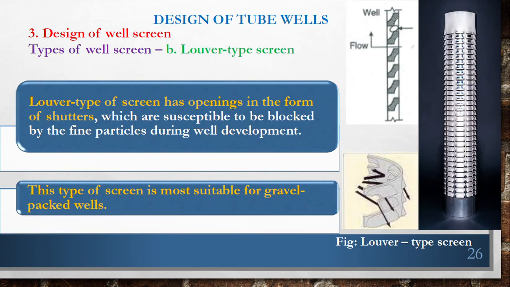The second type is the louver type screen. It is just like the shape of a shutter. Here we can see a shutter shape, and this type of screen is most suitable for gravel packed wells, because the large sized gravel may not enter into the well. It should be mostly closed, but through the open space, the water will enter from the lower part. So it is known as the louver type screen.